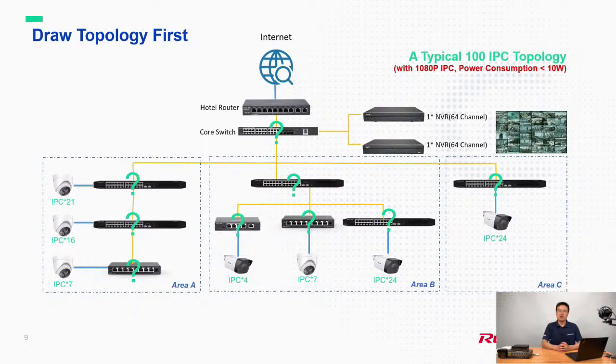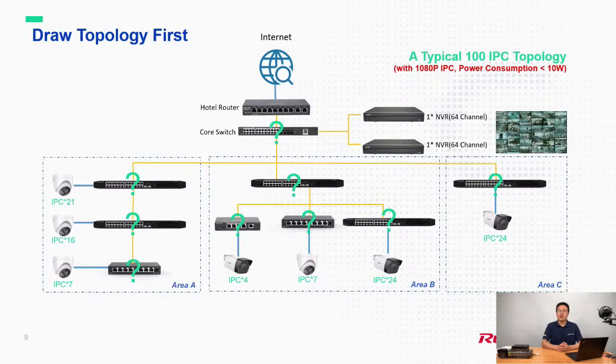First, I think for each network project, the topology should be drawn first. This is a typical 100 IP camera topology I drew. As we can see, there are three areas: area A, area B, and area C. In area A it's a chain topology, and area B is a distribution topology, and area C connects the 24 IP cameras directly.